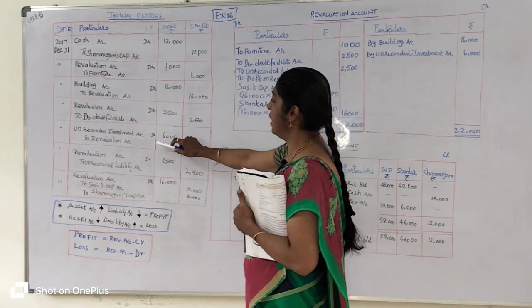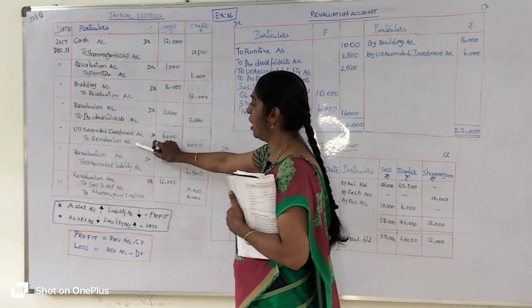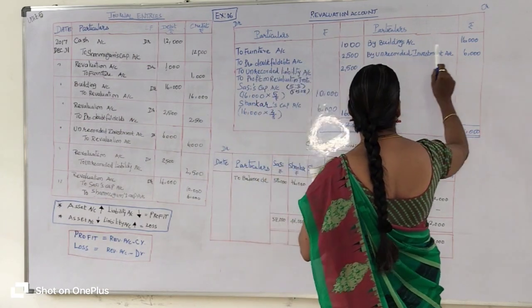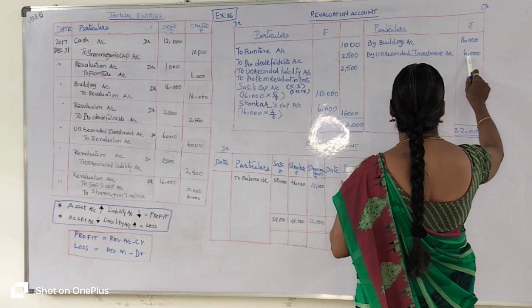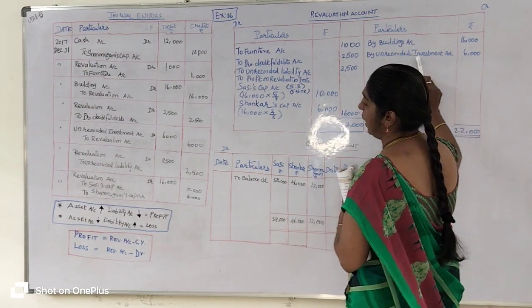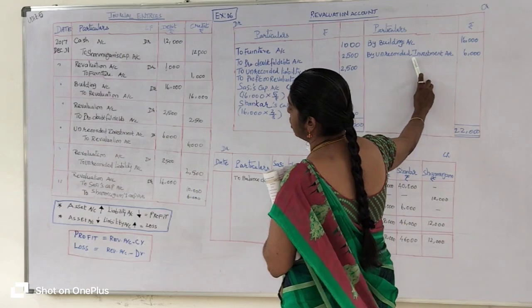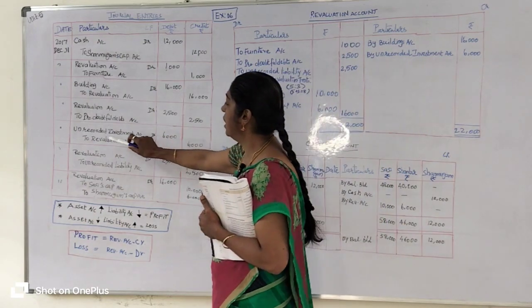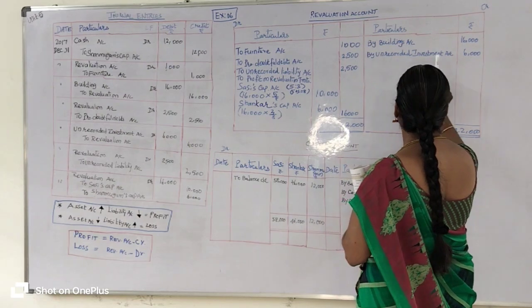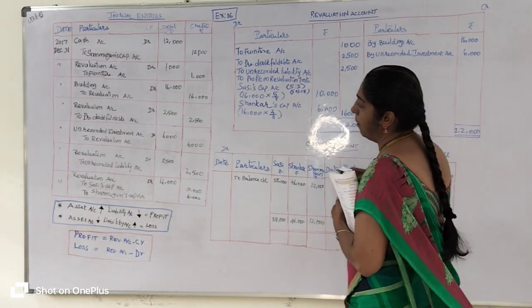Then go and check the next transaction where this revaluation account occurs. It occurs on credit side, 6,000 rupees. So you go to credit side of the revaluation account and you enter 6,000 in the amount column. Against this you are going to write which account? That opposite account. That opposite account is unrecorded investment. By unrecorded investment account entered. Okay.